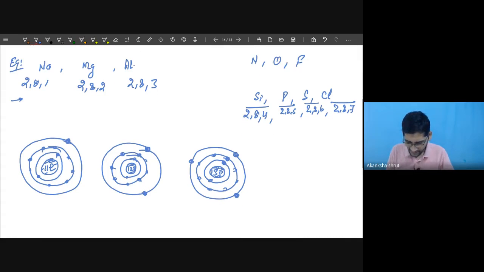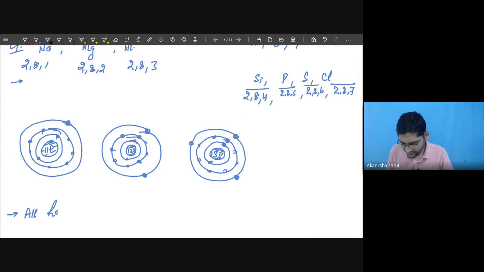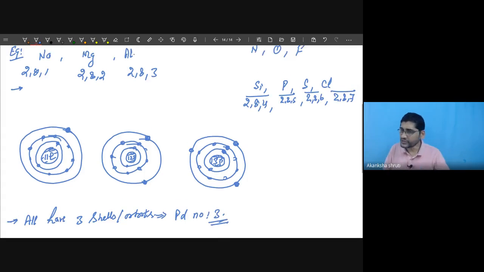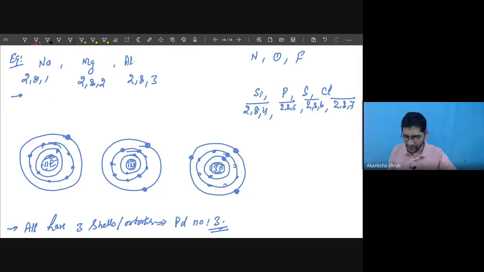All have 3 shells. Shells or orbits mean the same thing. This means all of them belong to period number 3. Now we can conclude about their size. Observe: for sodium there are only 11 protons in the nucleus, for magnesium there are 12 protons, but for aluminium there are 13 protons in the nucleus.